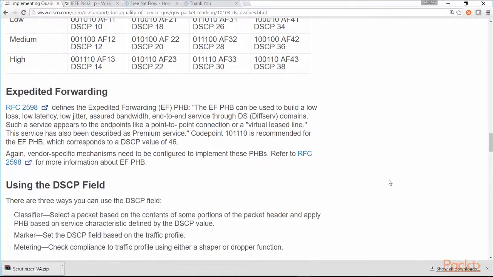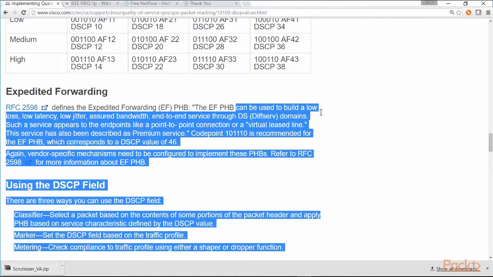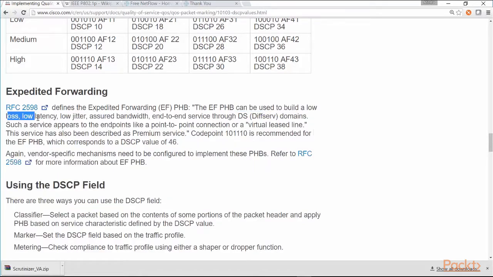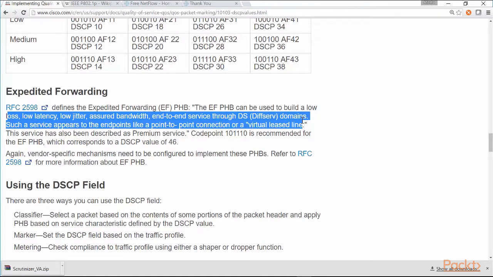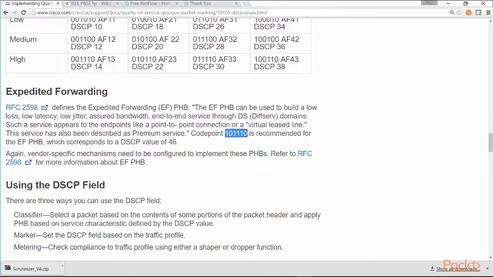There is one specific value which is called expedited forwarding. The expedited forwarding per hop behavior can be used to build low latency, low loss, low jitter, assured bandwidth, end-to-end service through DiffServ domains. So basically, a service like this appears like a point-to-point connection or a virtual leased line. The code point for that is these 6 bits, and it's called EF, expedited forwarding per hop behavior, and its DSCP value is 46.